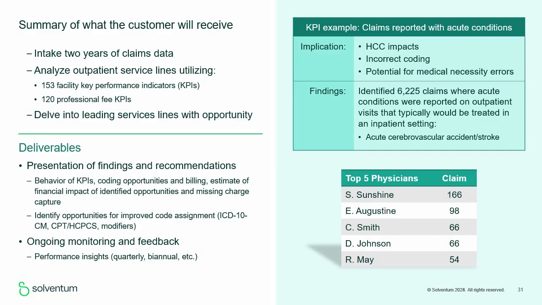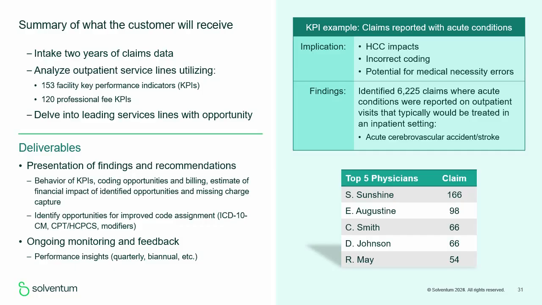Let's use the example of a stroke, I-63.9. So let's say that's reported within the office. And we usually know that typically if the patient is not actively undergoing or experiencing a stroke, it should be a history of stroke or maybe even a residual effect of a stroke. So what we would do is we provide you with the findings. So in this example, we provided you with over 6,000 claims where an acute condition was reported in an outpatient visit that should have been treated in an inpatient setting.